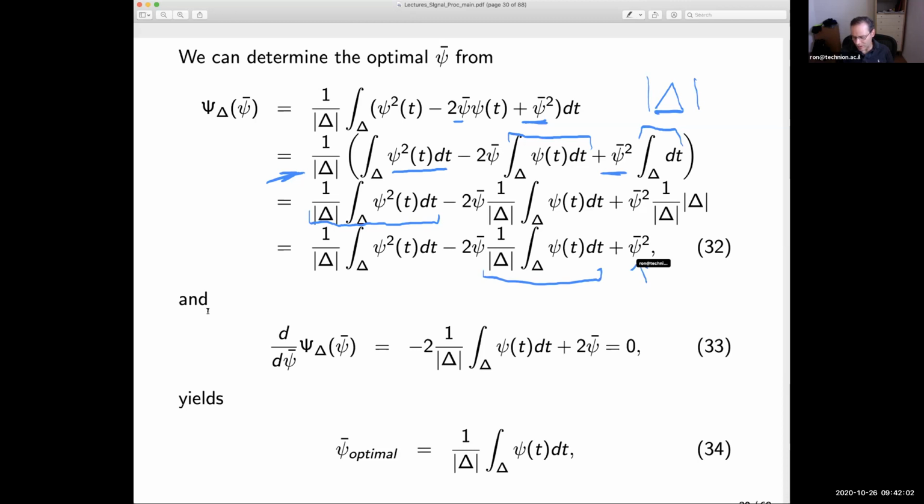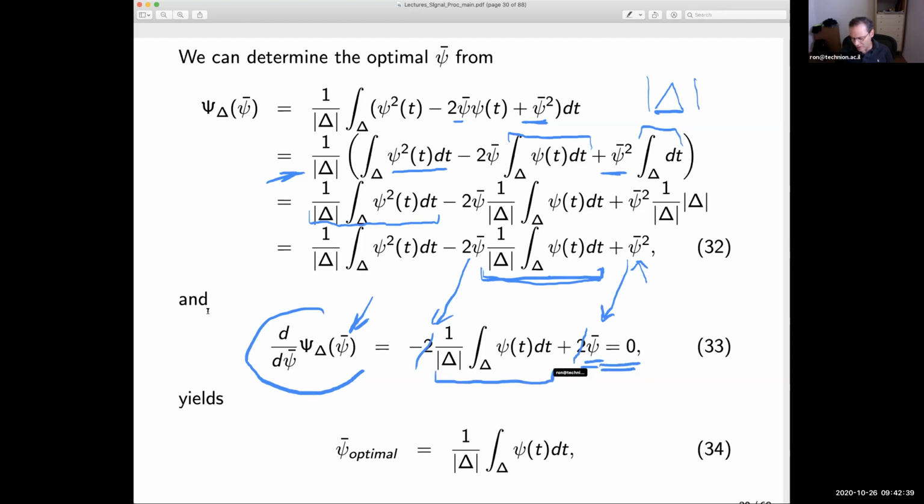Now, in order to get the optimum, we need to take the derivative of my error with respect to the value I'm looking for. If we take the derivative, what we get is minus 2 times this average, plus 2 times phi bar. In order to get an optimum, we equate it to 0. Now it's very easy to see what is going on, because the 2 can be cancelled, and we get that phi bar is equal to nothing but the average of the signal. So Barak was right. Phi optimal is nothing but the average of the signal. It should not come as a surprise, because this is just a continuous realization of what we had before.